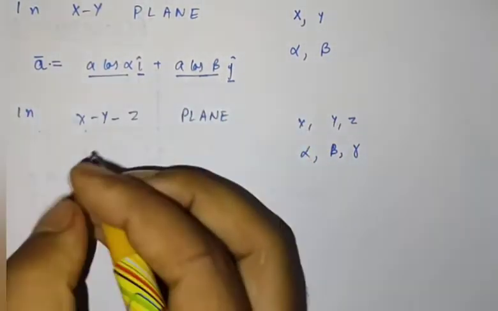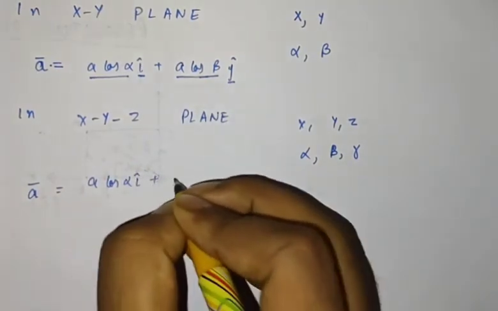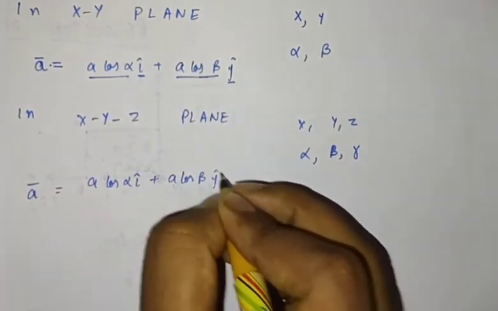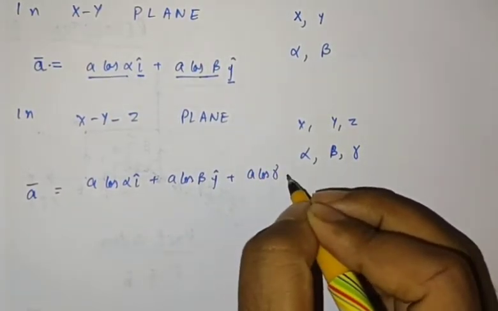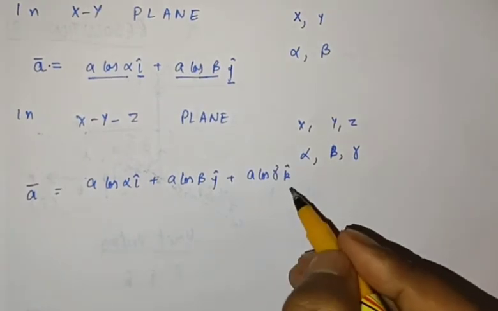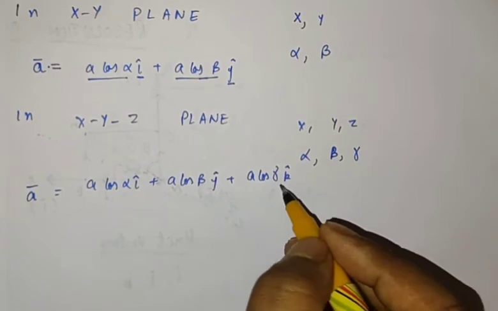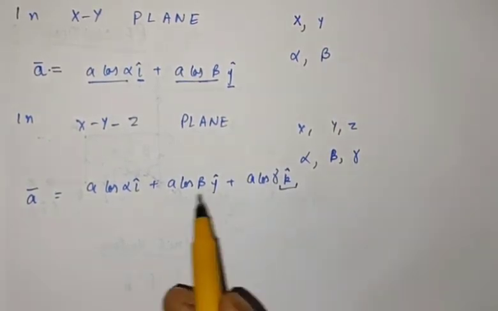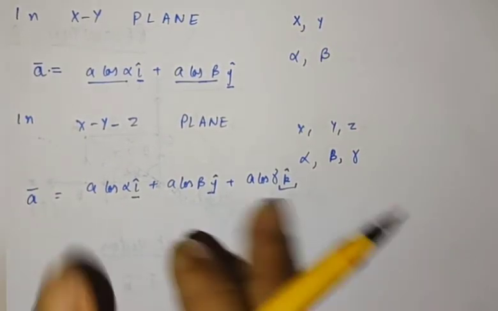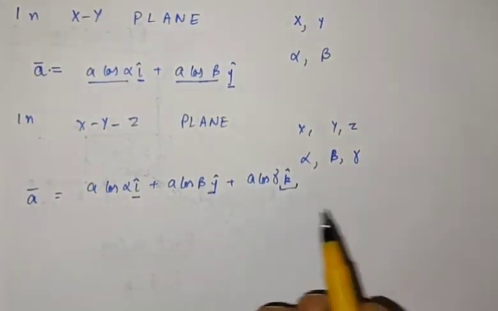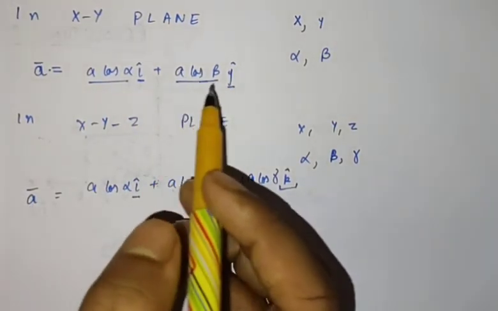So now when you resolve, it will be the same. The first two parts will be exactly the same, A cos alpha I cap plus A cos beta J cap. We'll just add the z-axis component, so it will be plus A cos gamma K cap. We studied just a few minutes back that for the z-axis the unit vector was K cap, and similarly for x and y it was I cap and J cap. So we're just adjusting it along with it so that we get to know the direction. So this is resolution of a vector in 3 dimensions. This is resolution of a vector in 2 dimensions.